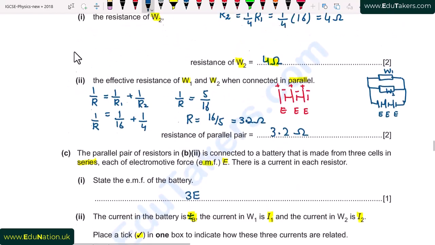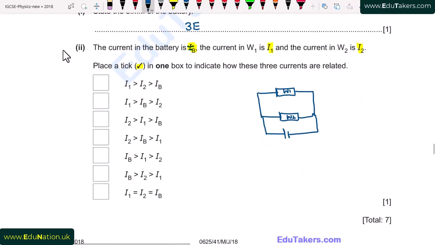The resistance of W1 is 16 ohms and the resistance of the second wire is 4 ohms. It is given that IB is the current of this battery, and this current is I1 and here is I2. When this current passes from the positive to the negative terminal of the battery, at this point it divides into two. It may come in this direction or in this direction, so that in this way it flows through the whole circuit. Now we compare the resistances.